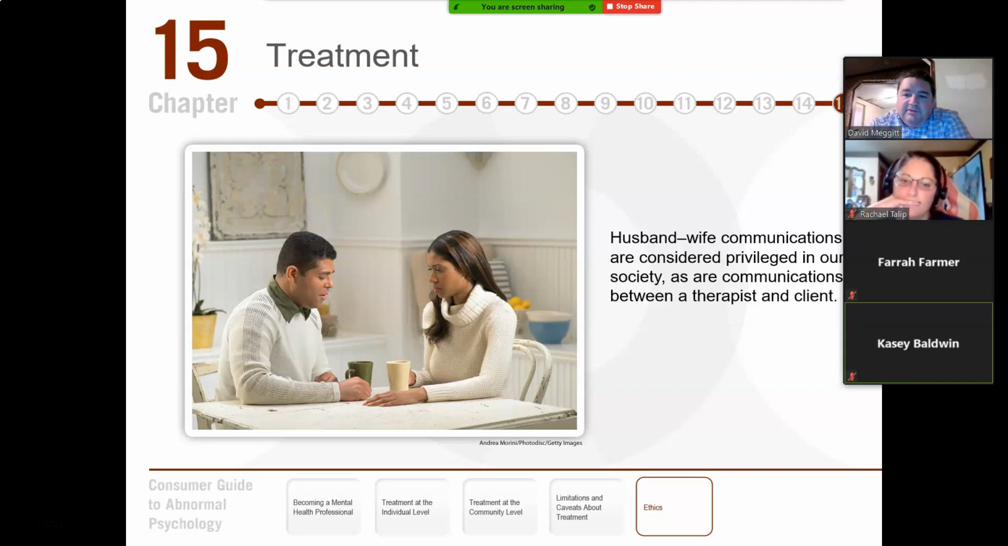Husband and wife communications are considered privileged in our society, as are communications between a therapist and a client. So once we start that relationship, this is all part of your informed consent as well, but you're going to set the standard as far as what data, what information you're allowed to talk about outside of that relationship without their written consent.